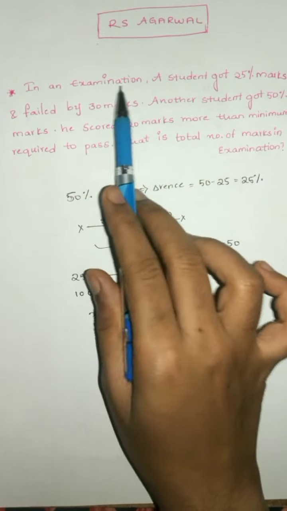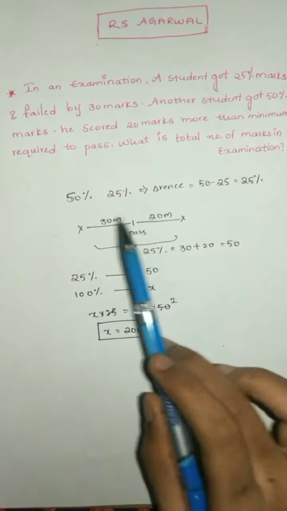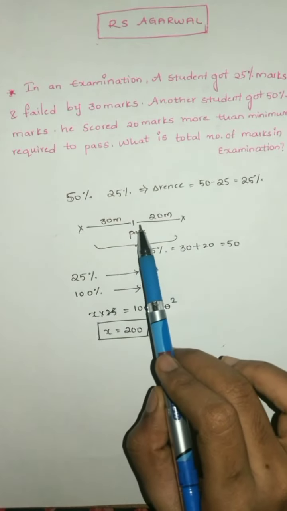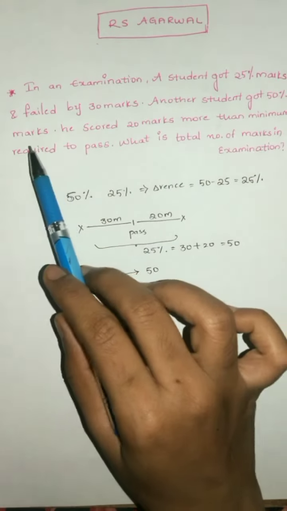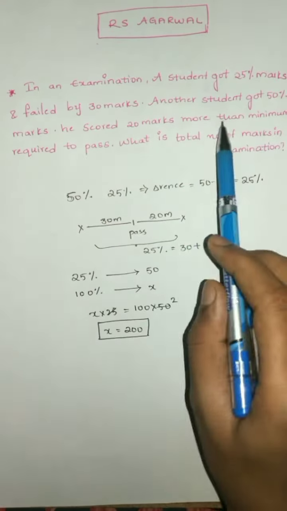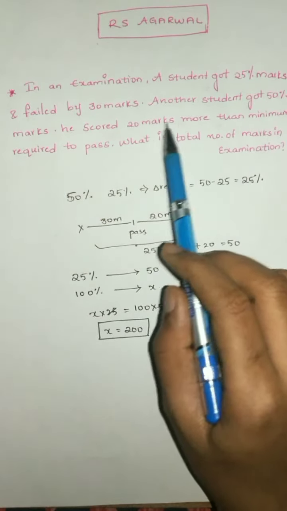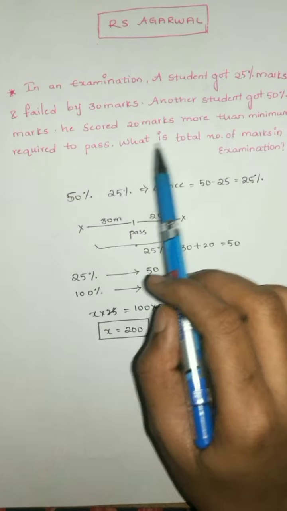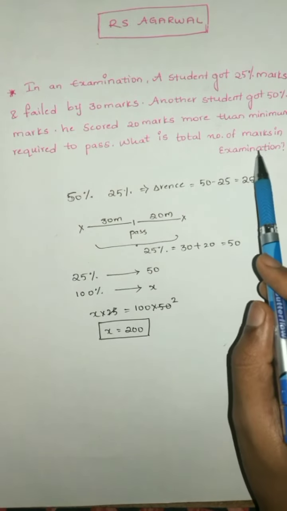In an examination, a student got 25% marks and failed by 30 marks. Another student got 50% marks. He scored 20 marks more than the minimum required to pass. So he got 50% and 20 marks more than the pass marks. What is the total number of marks in the examination? Basically they are asking for the 100% marks in the examination.